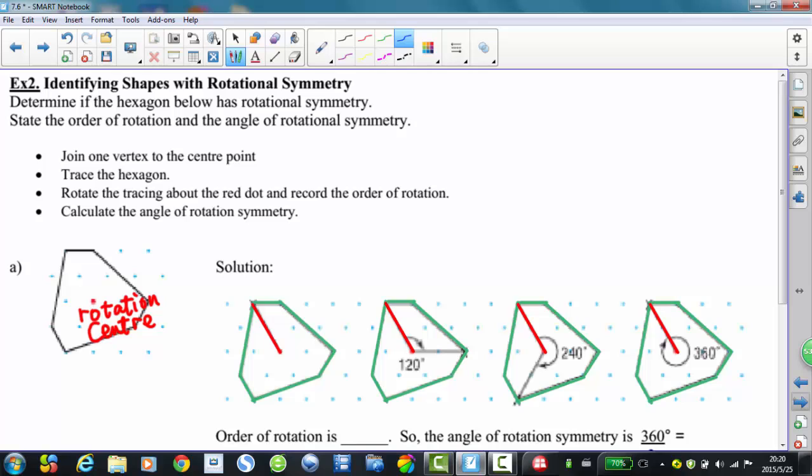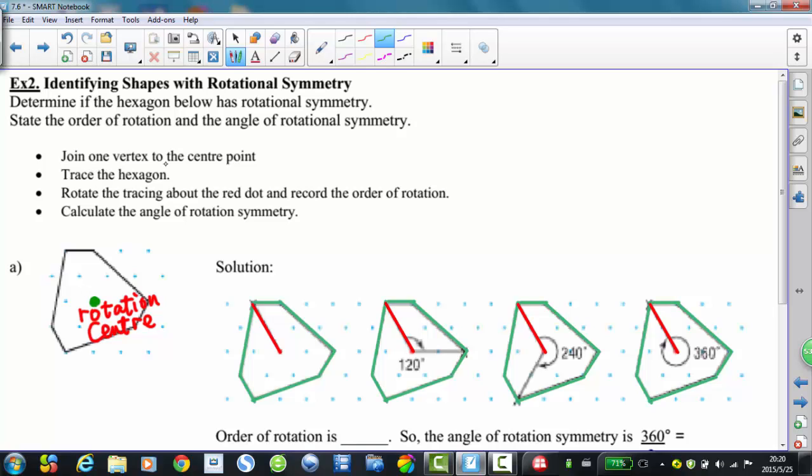Determine if the hexagon below has a rotational symmetry. If this one has the rotational symmetry, you need to state the order of rotation and the angle of rotational symmetry. So if I want to decide if this hexagon has the rotational symmetry, I will try to rotate this one around the rotation center. The rotation center is here. So let's look at the methods.